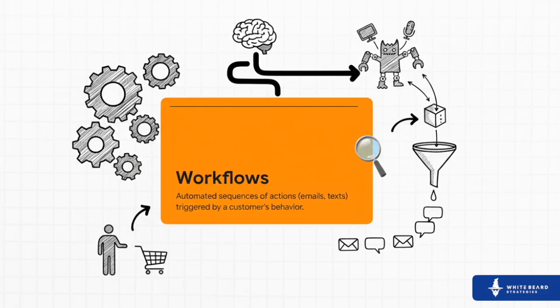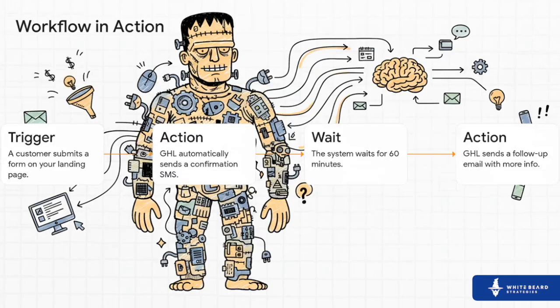A workflow is just a sequence of automated actions, like sending an email or a text message that kicks off when a customer does something specific, like filling out one of your forms. Let's look at how this works. Here's a super simple but really powerful example. So, step 1, a potential customer fills out a form on your landing page. That's a trigger. Instantly, the workflow sends them a confirmation text message. Then, it waits for an hour and then sends a follow-up email with more info. And this all happens without you lifting a finger. It makes sure every single lead gets that immediate, consistent follow-up.